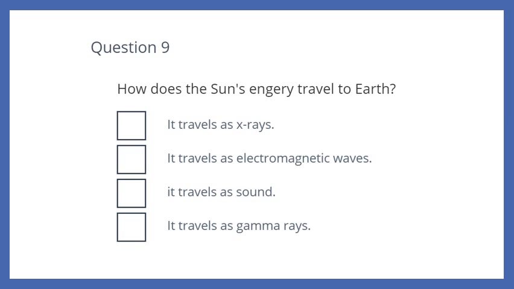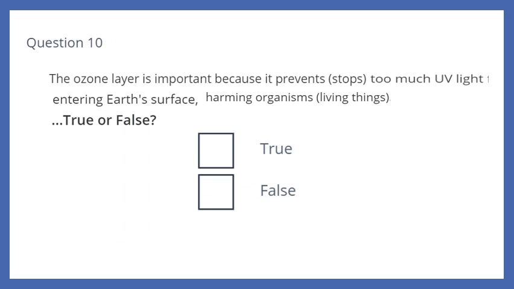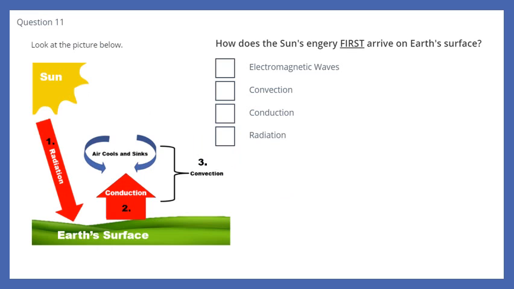Question 9. How does the sun's energy travel to Earth? A. It travels as X-rays. B. It travels as electromagnetic waves. C. It travels as sound. Or D. It travels as gamma rays. Question 10. The ozone layer is important because it stops too much UV light from entering Earth's surface, harming living things. True or false? A, true, B, false.